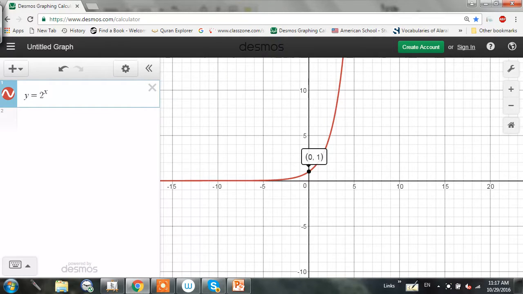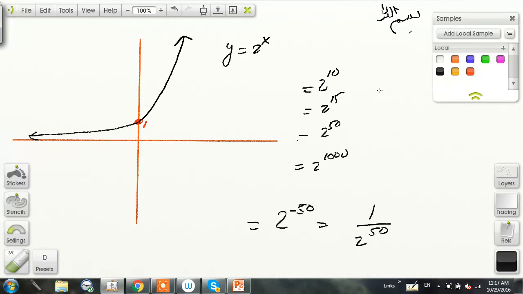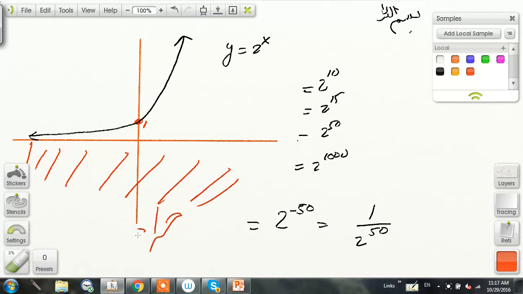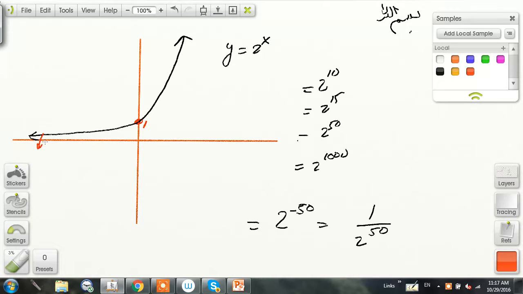There's another feature about this function, which is that this function never goes beyond the x-axis. So this area over here is off limits for this function. It's prohibited. You can't get there. Y is never a negative number for this function. This function would never pass this line, okay? Why? There's no way you can make y a negative number. There's no way you can put anything for x and get a negative number.